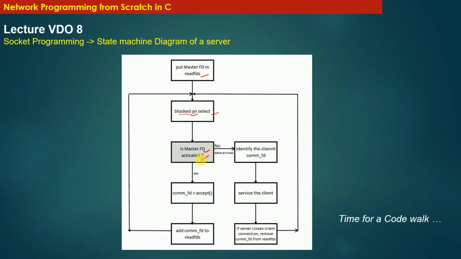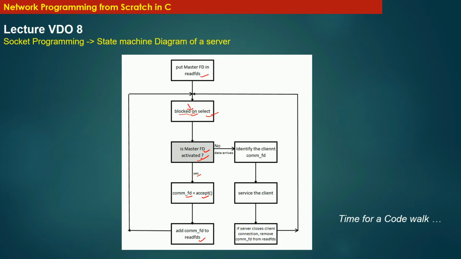So when the new client connection request arrives at the server, the master socket will get activated. Let us assume that the new client connection request has arrived, so this condition will be true. When this condition is true, the server calls the accept system call, that is, it establishes the connection with the client. The return value of the accept system call is the communication file descriptor. Using this return value, the server will talk with the newly connected client for the rest of the lifetime of the connection. So this communication file descriptor is added to the ReadFDs set. At this point, the ReadFDs set will have the master socket file descriptor as well as the communication file descriptor. And again, the server goes back and calls the select system call, and it again gets blocked.